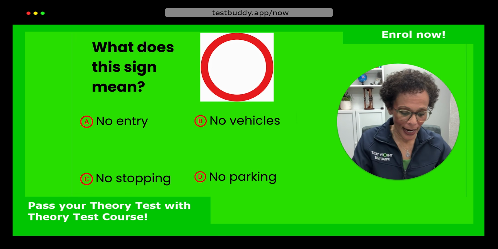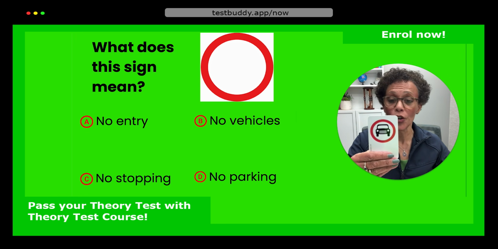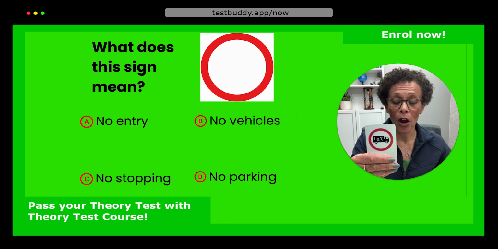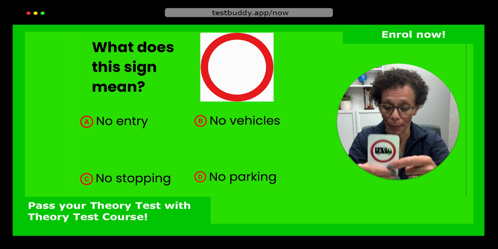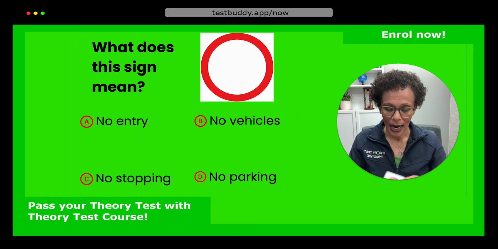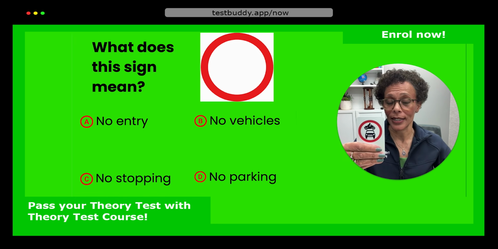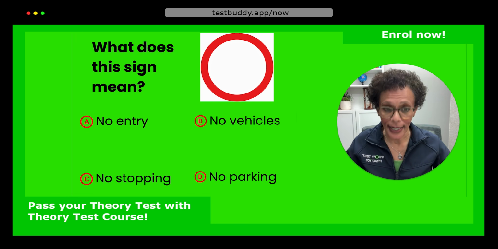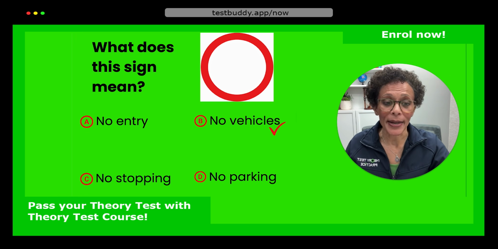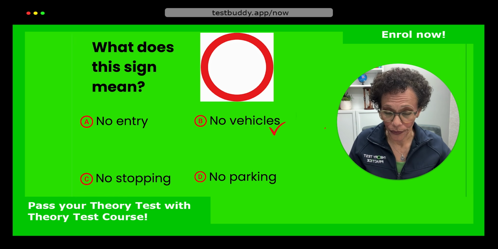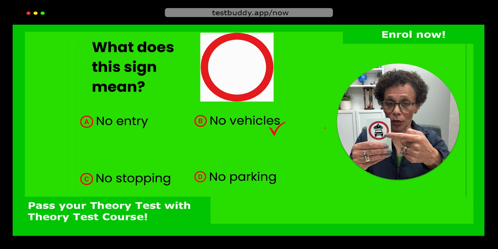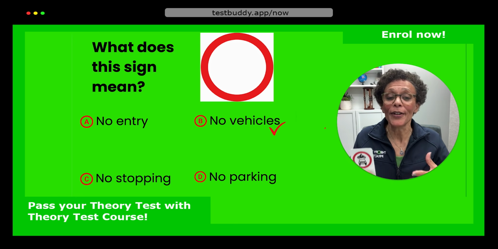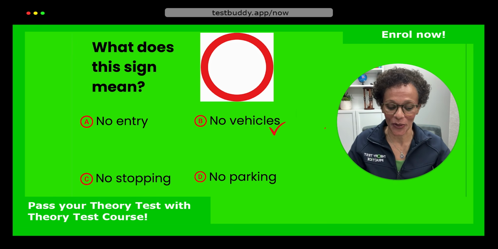Now, if it had a car inside, it would mean no cars. If it had a lorry inside with a number, it would mean no goods vehicles heavier than this number. If it had a motorbike and a motor car inside, it would mean no motor vehicles. But there's nothing inside. That means nothing is allowed. That means no vehicles at all. No motor vehicles means no vehicles with an engine. No vehicles means even cyclists can't go down this road.